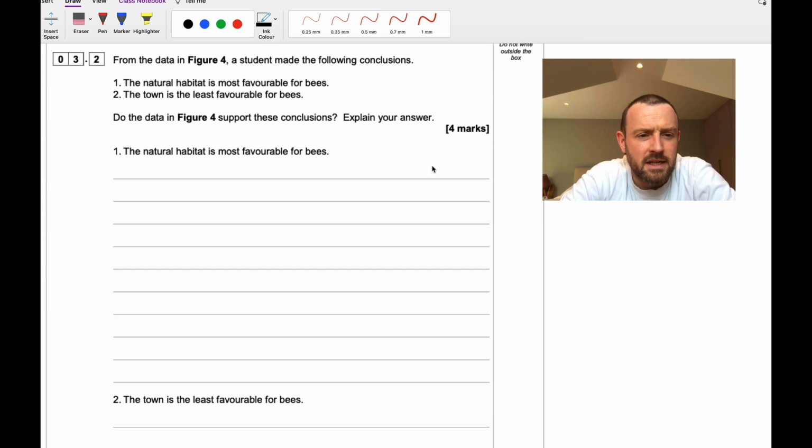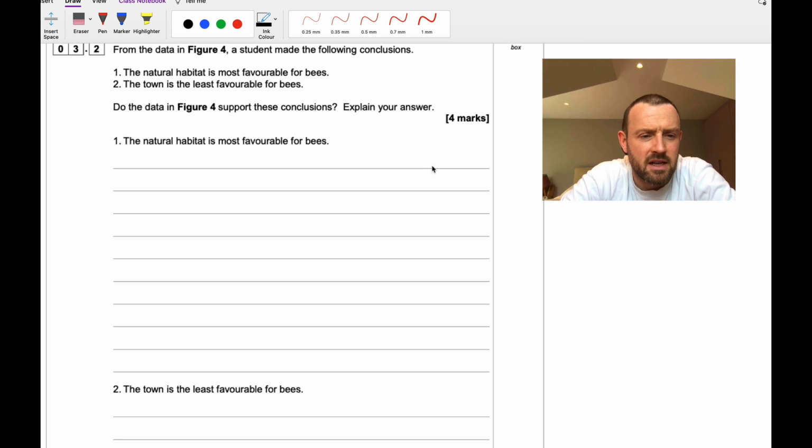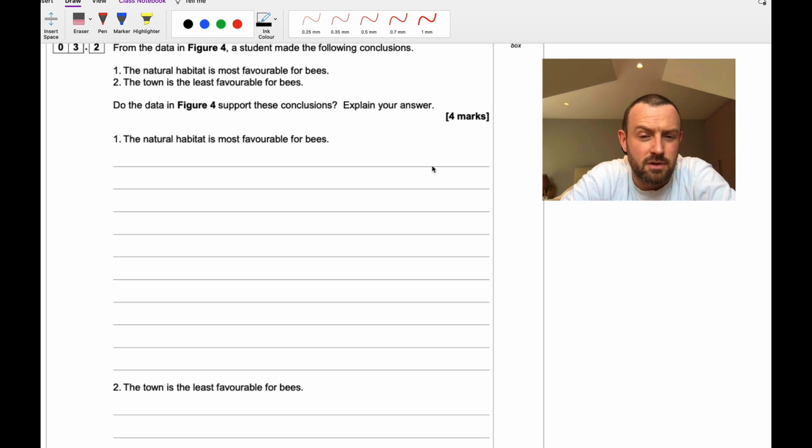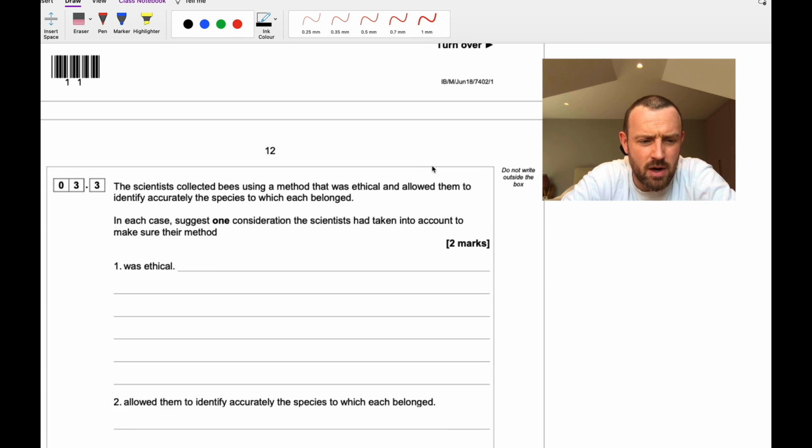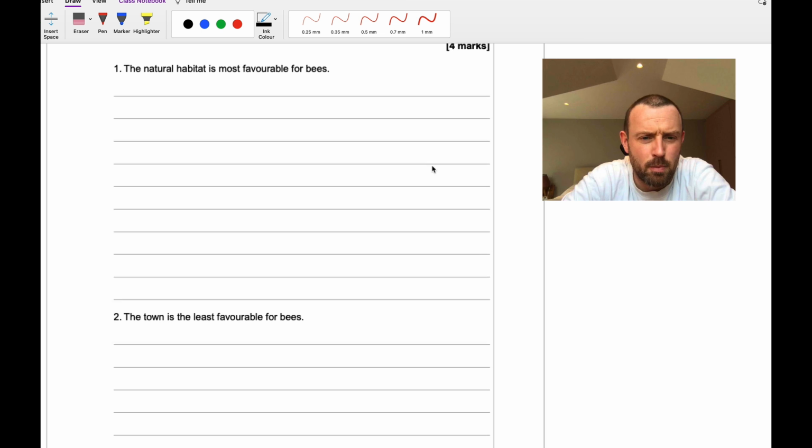(3.2) From the data in figure 4, a student made the following conclusions. The natural habitat is most favourable for bees. The town is the least favourable for bees. Do the data in figure 4 support these conclusions? Explain your answer. So what is this? It's 4 marks, and it's kind of nice that they've broken it down into 2 parts.